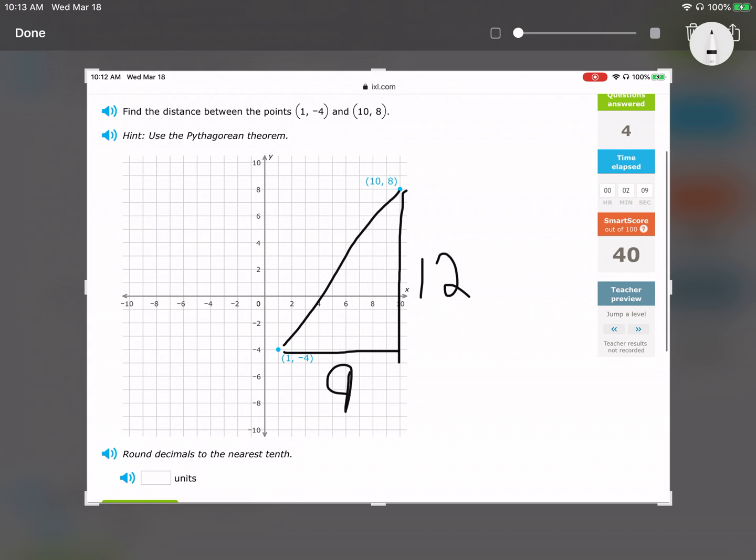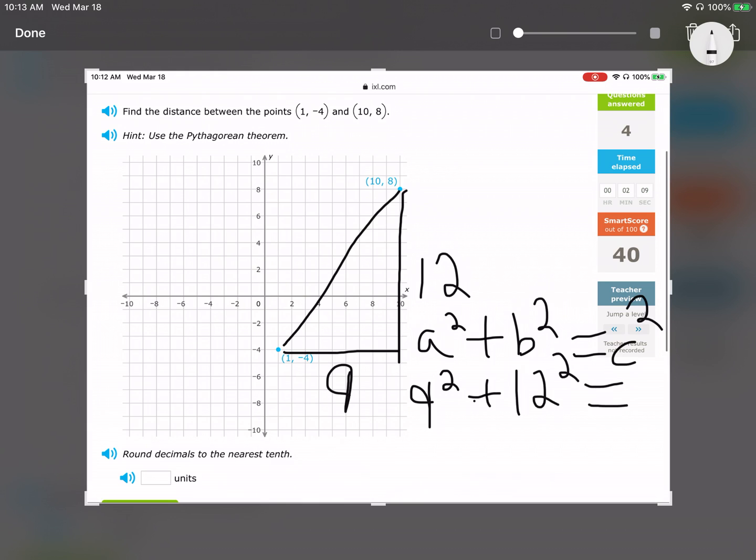I know this one right away because it's a triple. You may not know that it's a triple. So let's say it's a triangle. I'm going to use a squared plus b squared equals c squared. That means 9 squared plus 12 squared equals c squared. 9 squared is 81, 12 squared is 144. I'm going to put those together on a calculator, and I'm going to get 225.